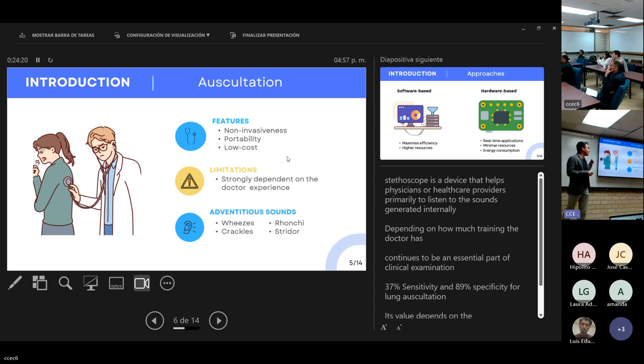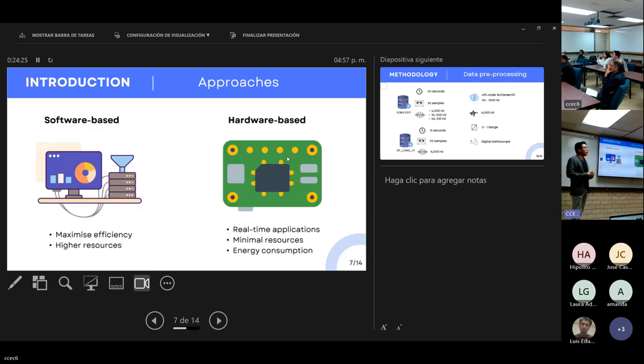So, considering this opportunity area, as engineers or researchers, we could develop techniques or methods to help them differentiate between abnormal or adventitious lung sounds and the normal ones. We could follow two approaches, software-based and hardware-based. In software approaches, we focus on achieving the highest metrics possible, independent of how many resources we use. Following this, in the literature, we have different techniques for sound processing and classification.